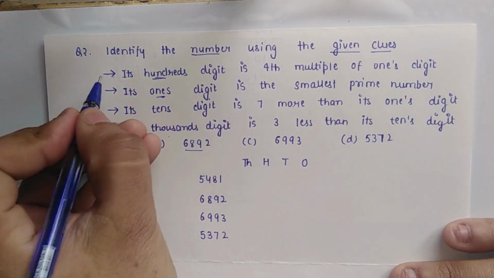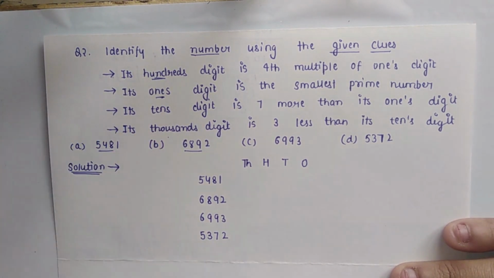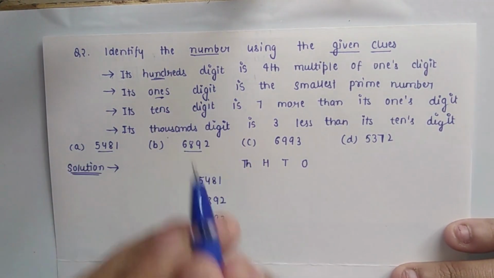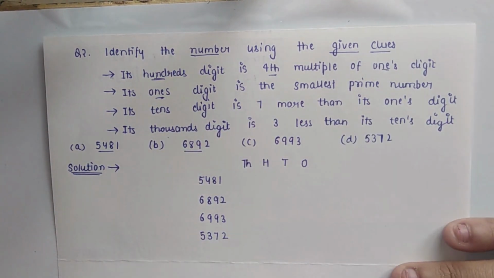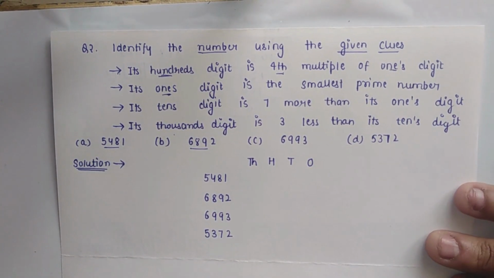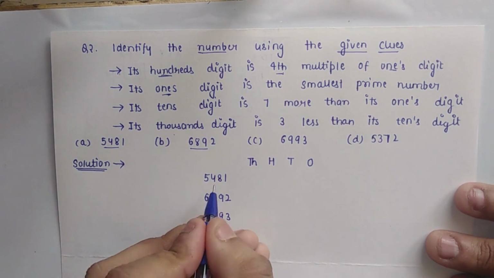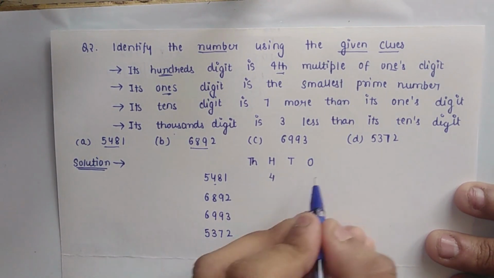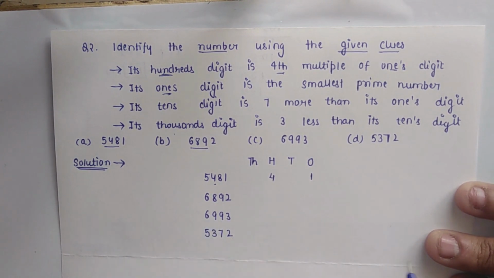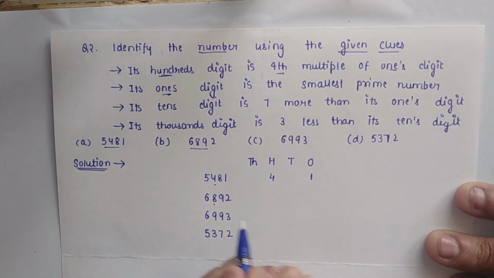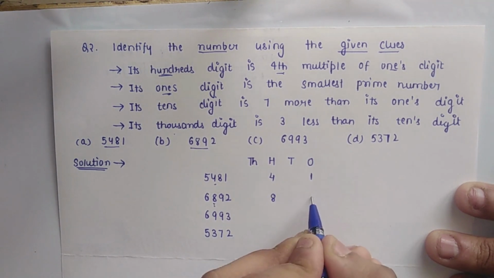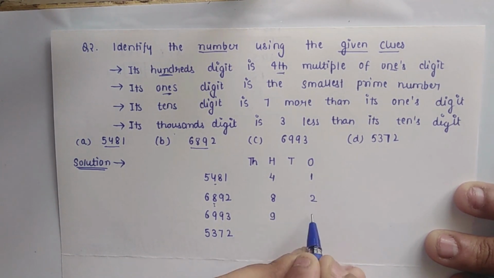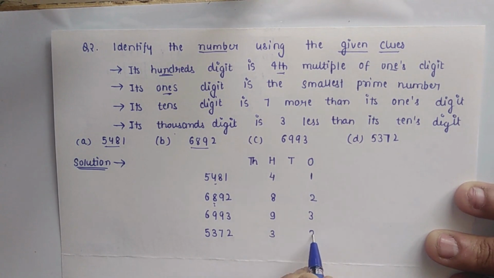Let's take a look at the first clue. The first clue says that the number which we have to guess has on its hundreds place a digit which is the 4th multiple of the ones place digit. For example, in the number 5481 we have on hundreds place 4 and at ones place 1. For the number 6892 we have on hundreds place 8, on ones place 2. In this number on hundreds place we have 9, and on ones place we have 3. Here it is 3, and the ones place is 2.